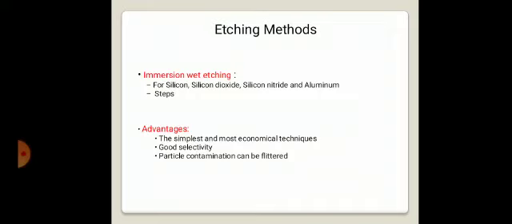After that, the wafers are transferred to a rinse station for acid removal, and when the acid removal has been completed, they are transferred to a station for the final rinse and a spin dry step. Etching uniformity and process control can be enhanced by the addition of heater and agitation devices. The advantages of this method are: it is the simplest and most economical technique, it has good selectivity, and particle contaminants can be filtered. These are the features of this etching method.